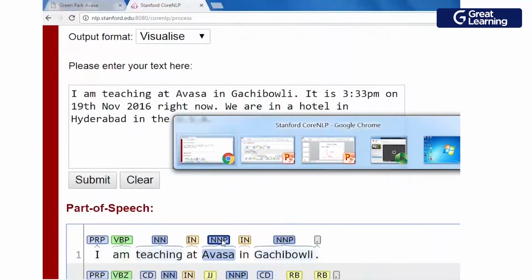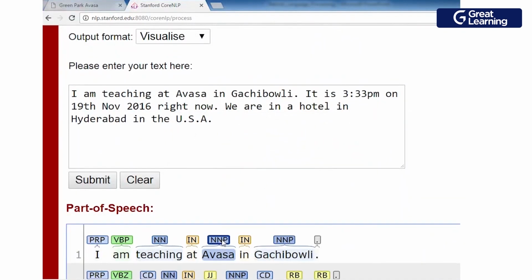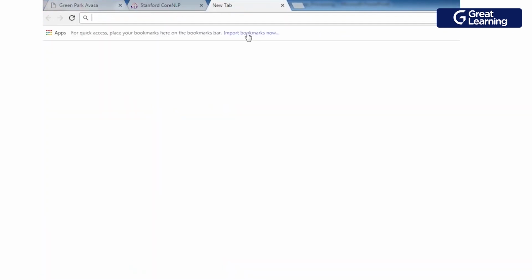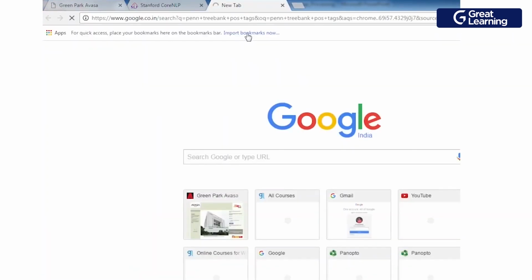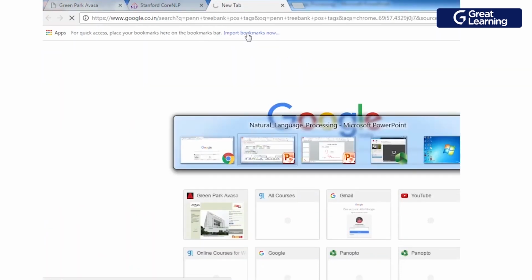Yeah, I can search here, but I'm not sure if it will work. Yeah, Control T is itself not working. Oh, it's working. Okay, Penn Treebank. Yeah. Let's give up.